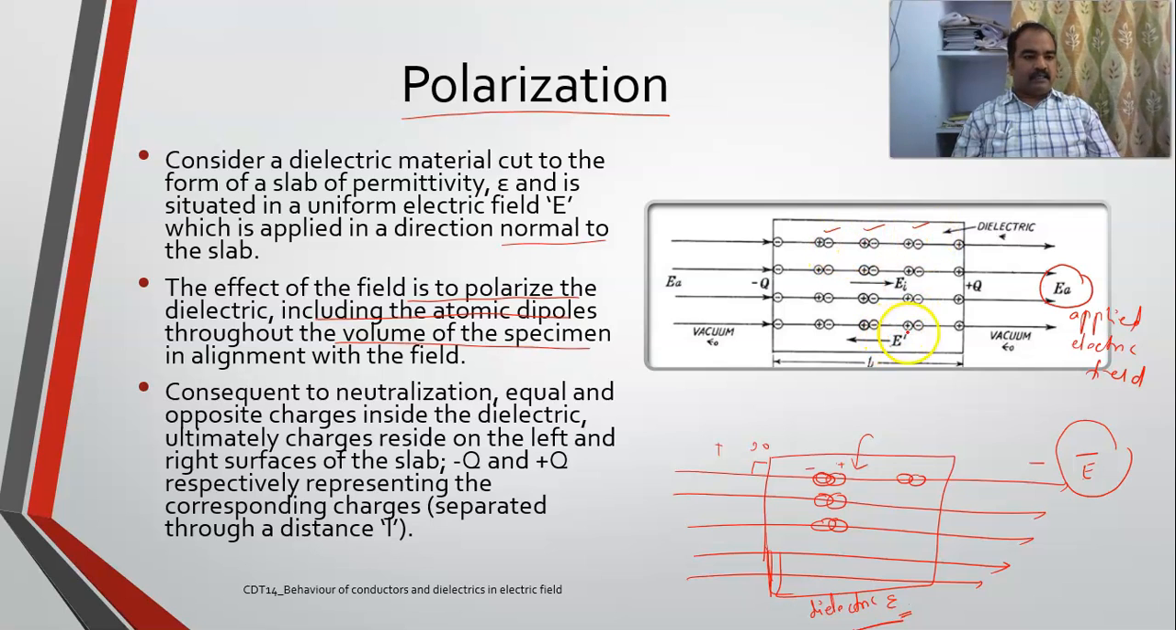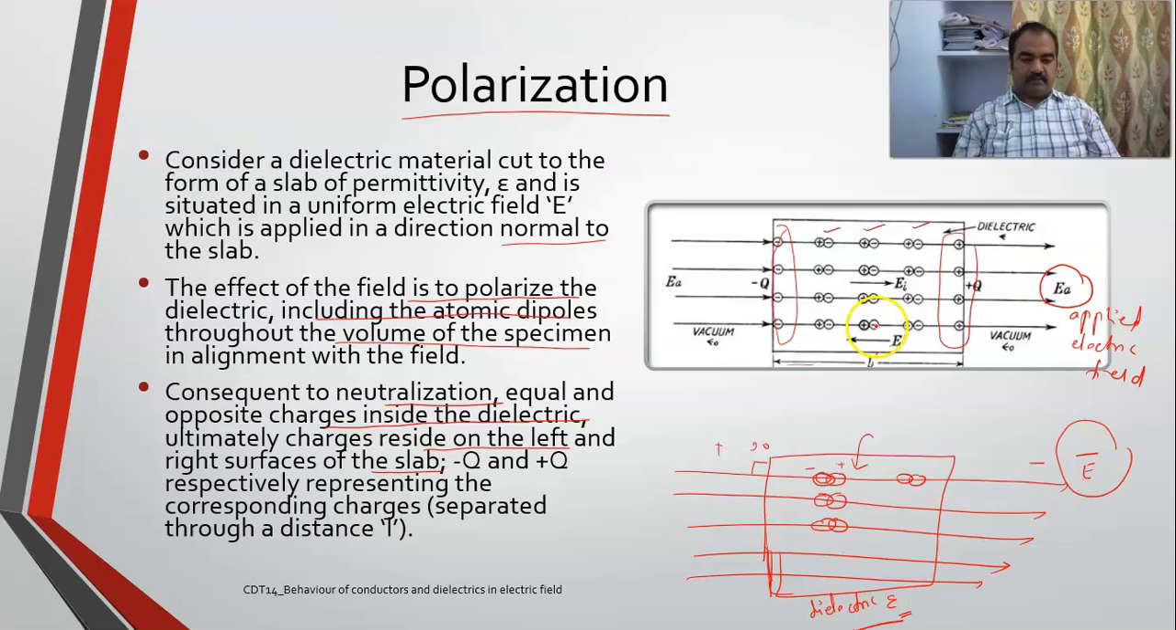When you apply this electric field E A, then consequent to neutralization, equal and opposite charges in the dielectric material, which we call dipoles, ultimately reside on the left and right hand sides of the slab. Finally they get neutralized inside, and you get a negative charge here and a positive charge there. This is the assumed orientation of the charges, and this is the net charge on the sides of the slab. These are separated by a length, which we call the length of the slab, represented by the symbol L.